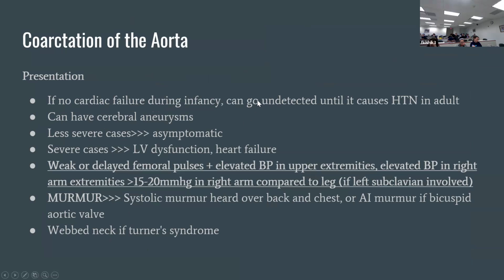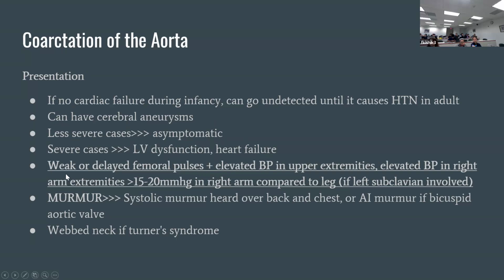How does this present? The theme is back. It can go undetected if it's mild until it causes hypertension in an adult. It can be associated with cerebral aneurysms. In less severe cases, it's asymptomatic. In severe cases, we have LV dysfunction and heart failure. This is also something your boards love.